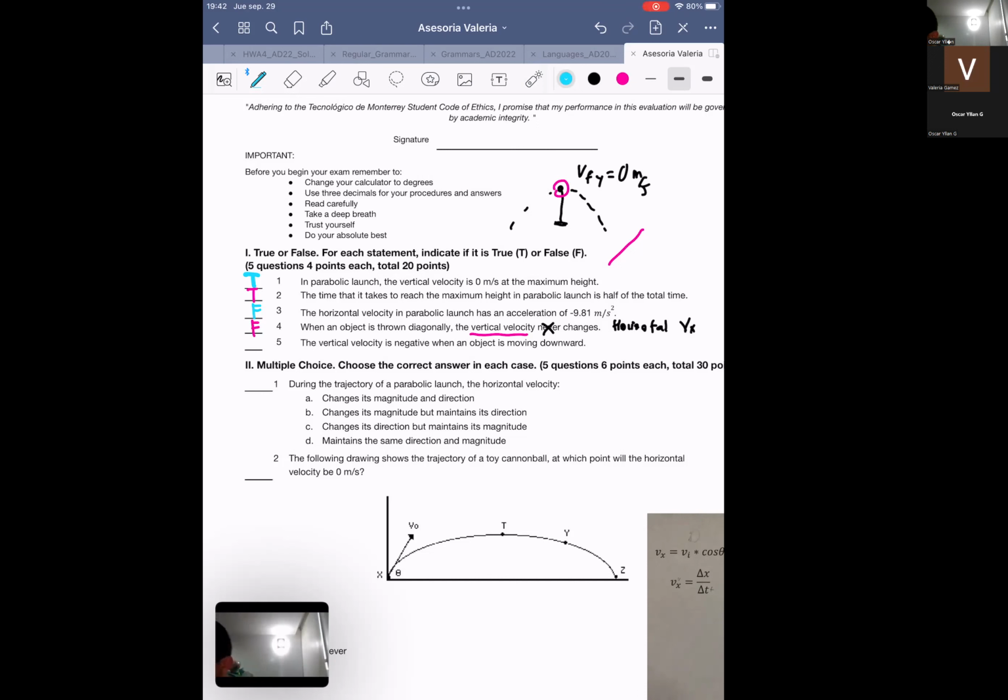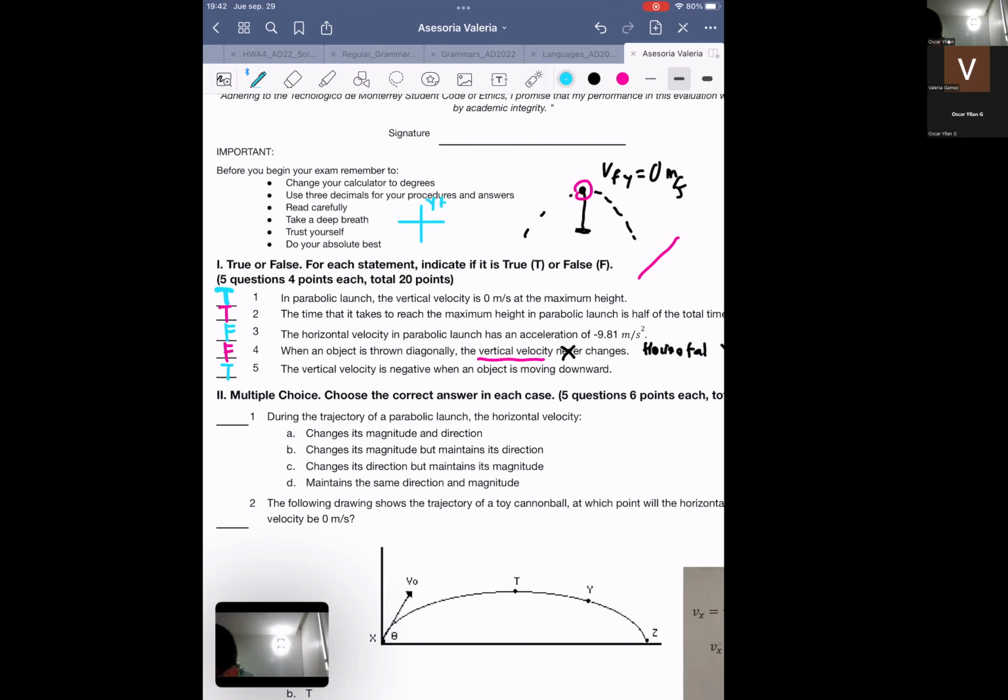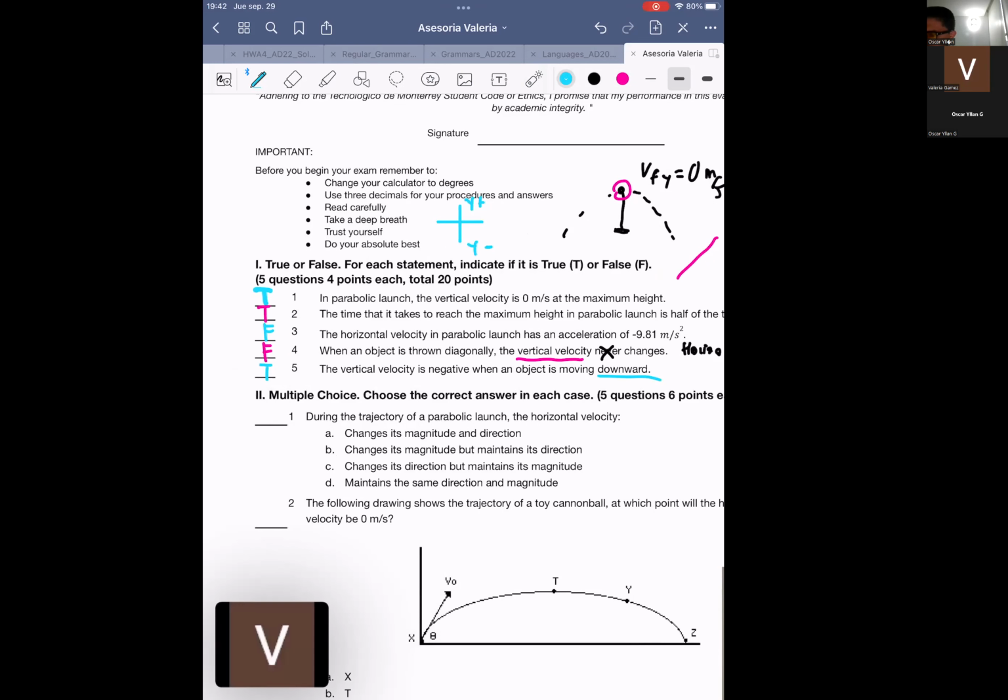The vertical velocity is negative when an object is moving downward. True, right? Because if you remember from mathematics, y positive is up, y negative is down. So for vertical velocity, yes, this will be true.